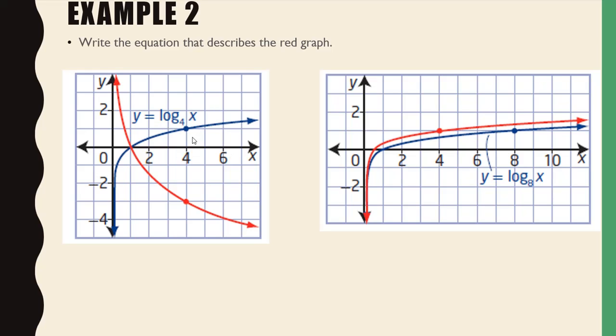Now we want to go the other direction. So we want to make some equations from a graph, and we're looking for what is the red graph. So the blue is our original here. So we have a base of 4.